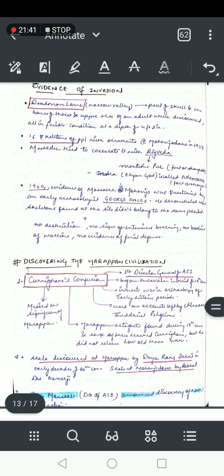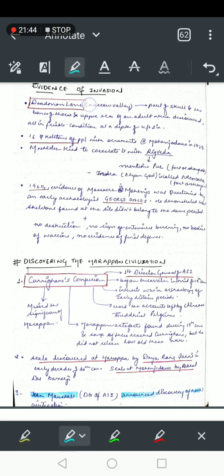The first is Dead Man Lane. This Dead Man Lane is a narrow valley where parts of the skull and the bones of the thorax and the upper arm of an adult were discovered. Next, 16 skeletons of people were discovered at Mohenjo-daro in 1925.